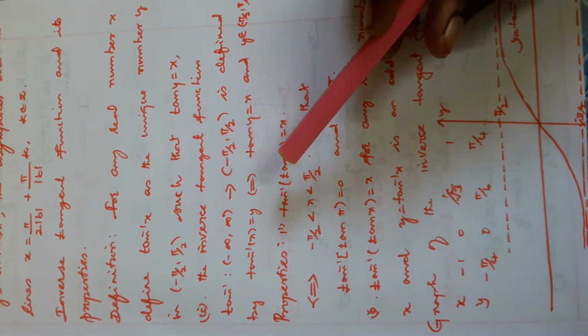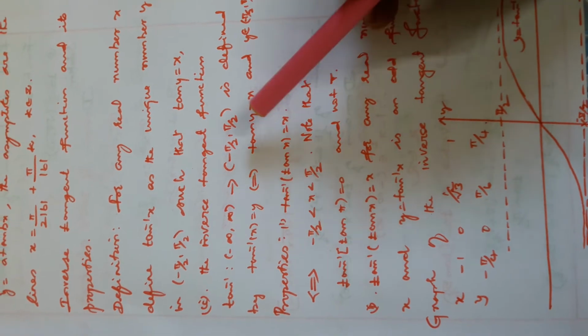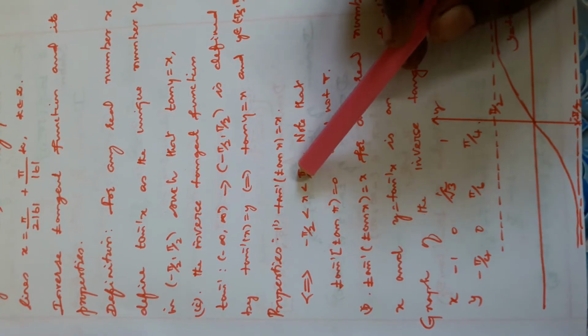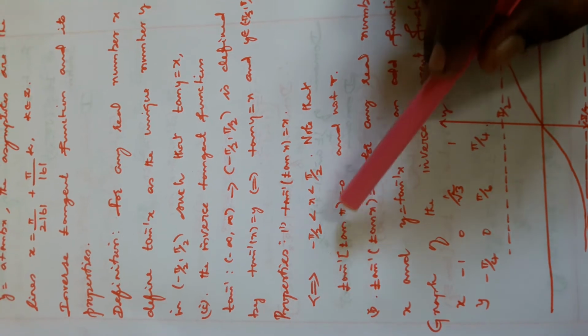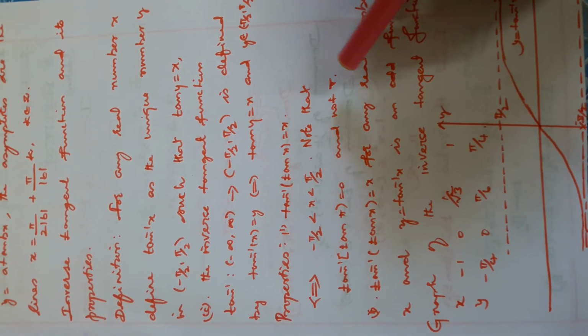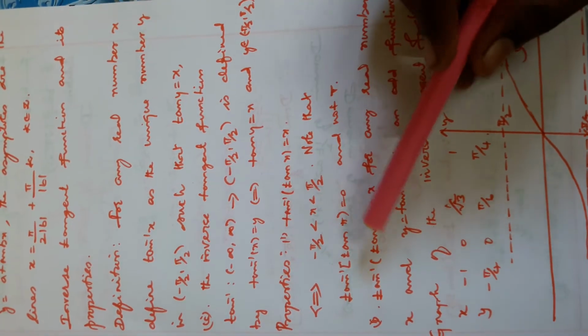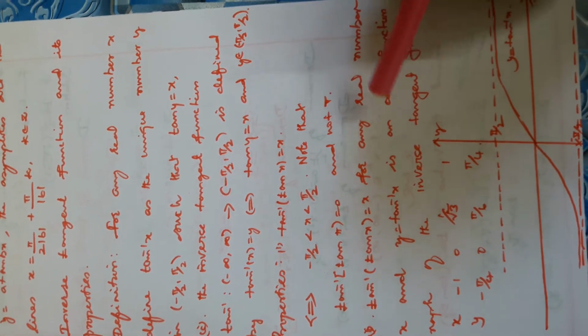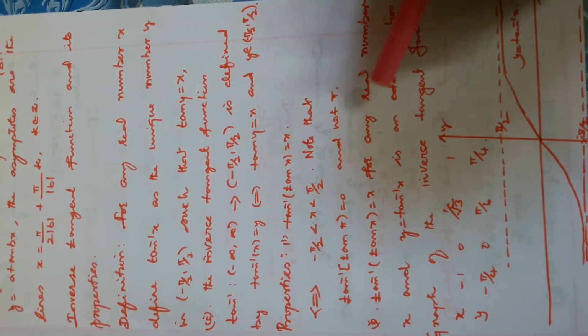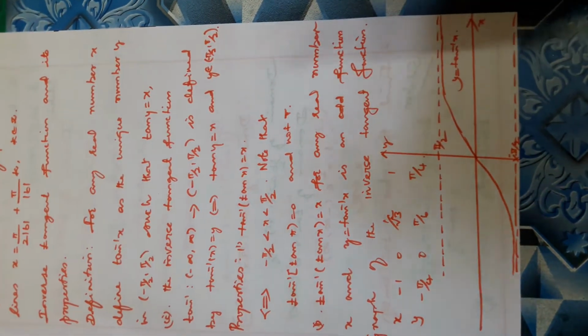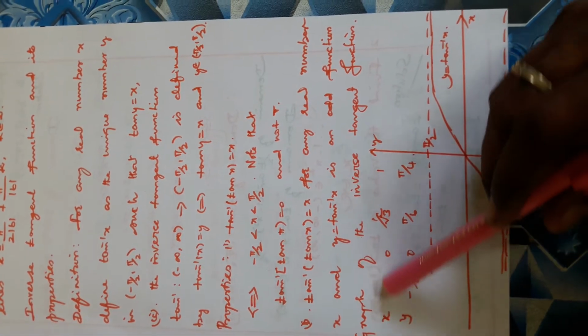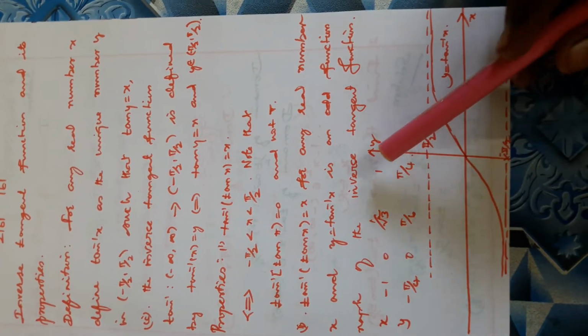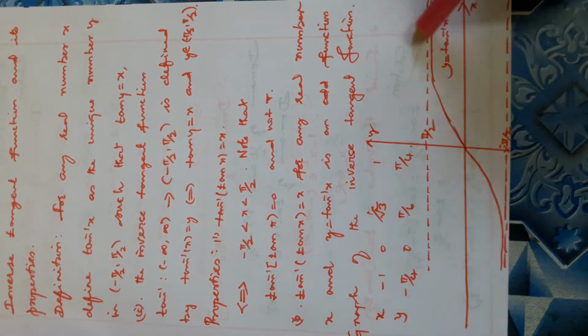The property of tan inverse x is tan inverse of tan x is equal to x, only in this interval. If it is like tan inverse of tan pi, the answer is 0 and not pi. And at the same time, tan of tan inverse x equal to x for any real number x, and y equal to tan inverse x is an odd function. Then how will your inverse tangent function graph be? So your x values are minus 1, 0, 1, root 3, 1, and for y you will get minus pi by 2 and plus pi by 2. So it will come as the opposite of your tan x function, okay?